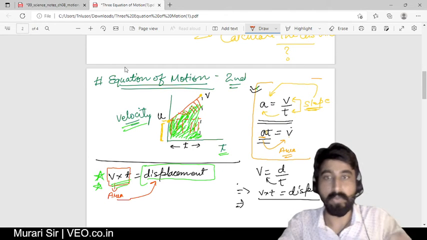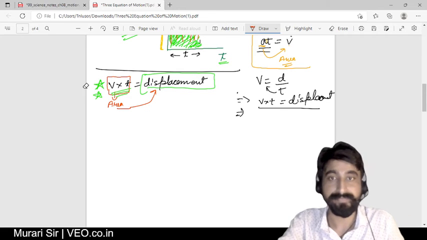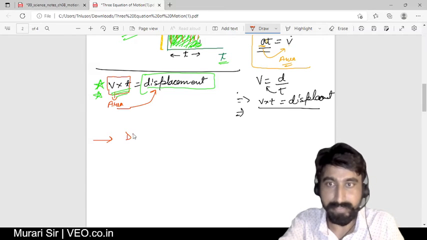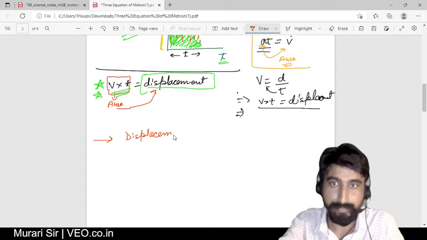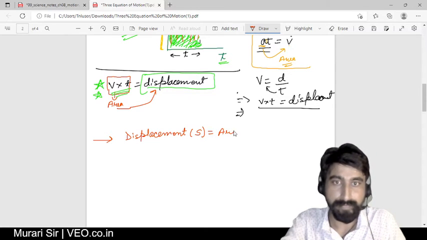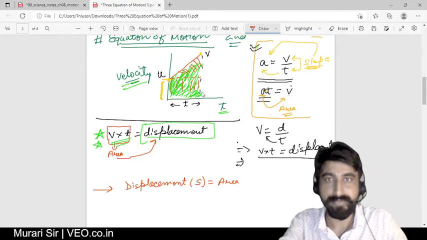Okay, so now what we have got? We have got displacement. Let's use that. Okay, ready? So displacement, let's symbolize displacement with symbol S. S is equal to area. Let's mark the name of this figure as well.